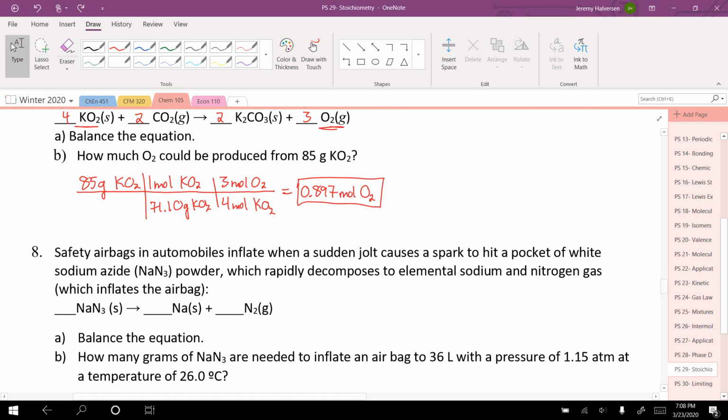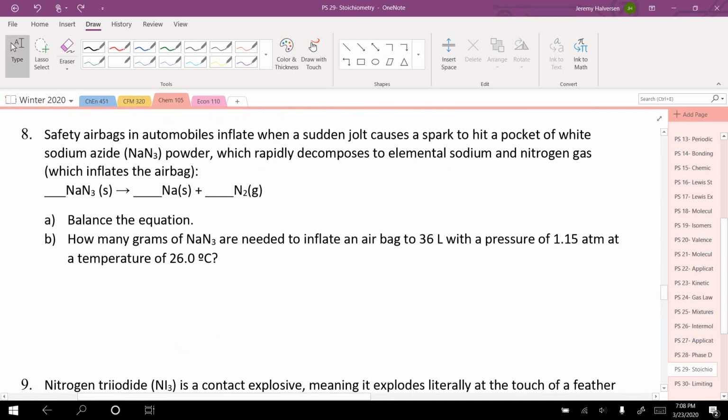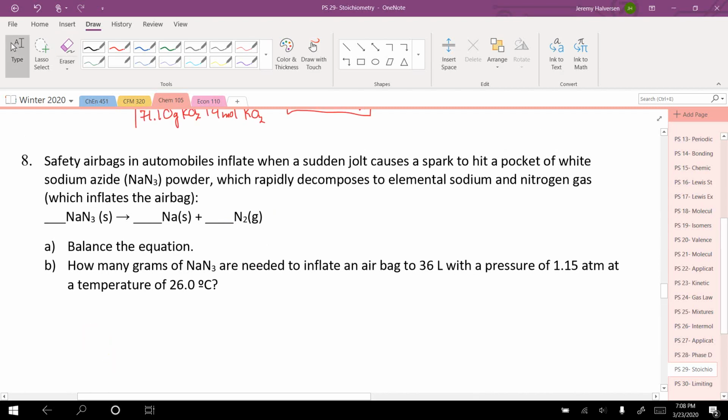Let's keep going. Safety airbags in automobiles inflate when a sudden jolt causes a spark to hit a pocket of white sodium azide powder, which rapidly decomposes into elemental sodium and nitrogen gas, which fills the airbag. So the nitrogen gas is filling the airbag. Balance the equation. All right, 1 sodium, 3 nitrogens. I'm going to double it. Now I have 6 nitrogens, so I can throw a 3 right there. Get nice whole numbers.